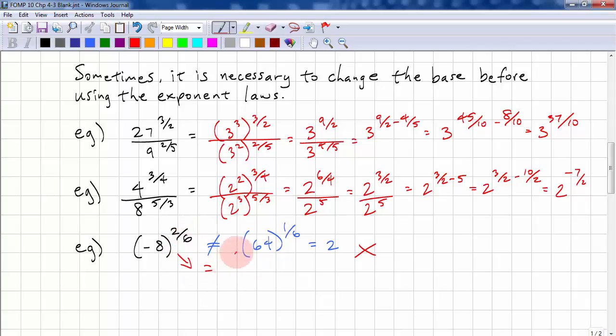But this is wrong. You need to reduce the fraction. Negative 8 to the 1/3. This is the cube root of negative 8, and that's equal to negative 2. And that's the correct answer.